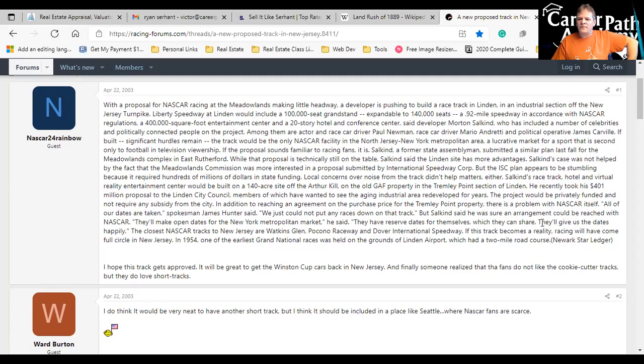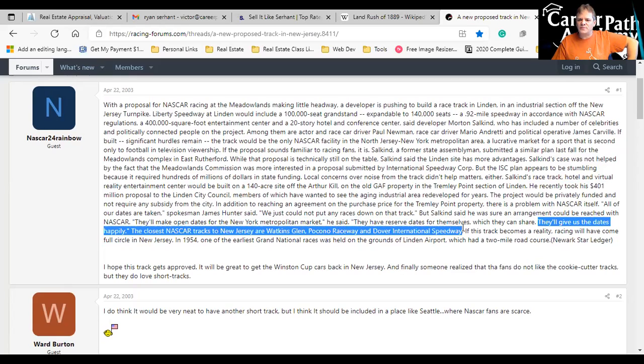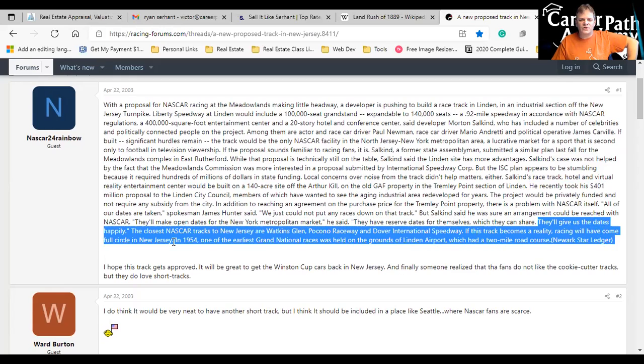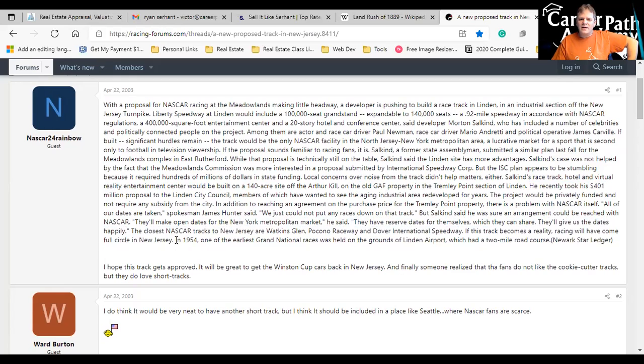So the problem that came about was that the closest NASCAR tracks to New Jersey were Watkins Glen in the Poconos and Dover International Speedway. So if this track becomes a reality, racing will have come full circle in New Jersey. Why? In 1954, the earliest Grand National races were held at Linden Airport.